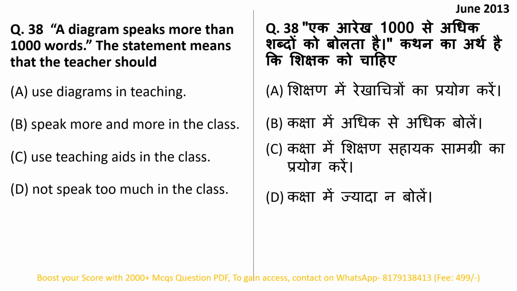A diagram speaks more than 1,000 words. The statement means that the teacher should use diagrams in teaching? No. Speak more and more in the class? Not right. Not speak too much in the classroom? This is also not right. The right answer is use teaching aids in the class, because when a teacher uses teaching aids, the students get the subject more easily and clearly. It makes the learning process much more efficient.